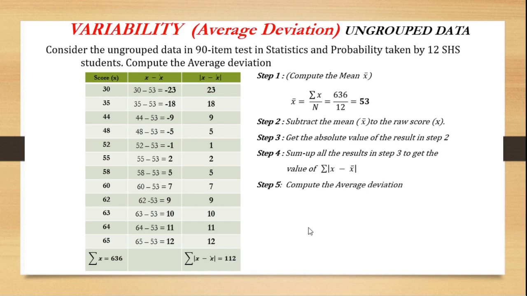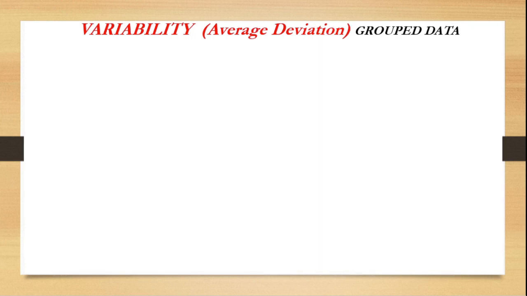We can now proceed to step 5 by computing our average deviation. Using the formula, average deviation is equal to the summation of the absolute value of x minus the mean, divided by n. That becomes 112 divided by 12. So we have 9.33. Then we can say our average deviation is 9.33.